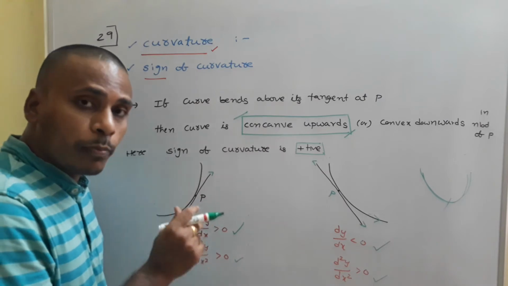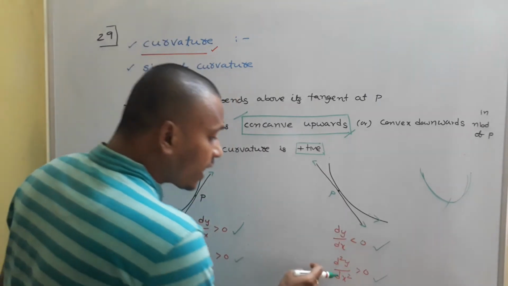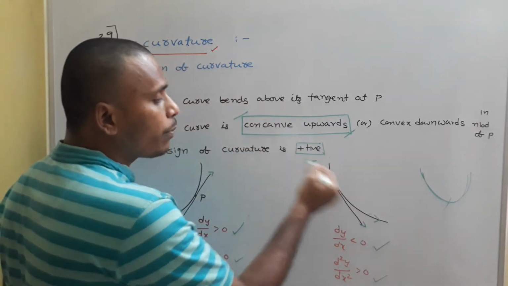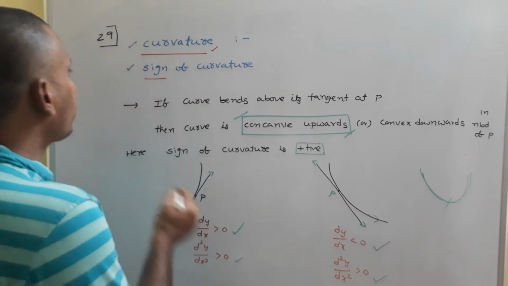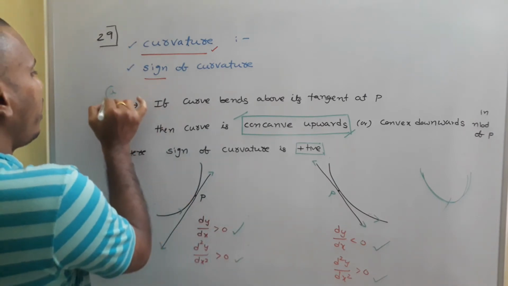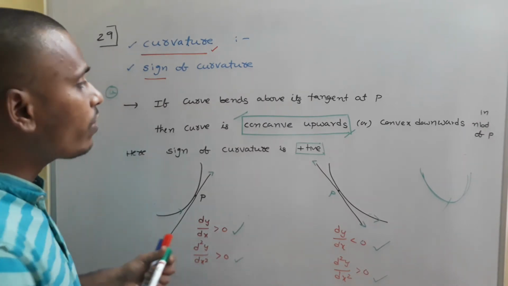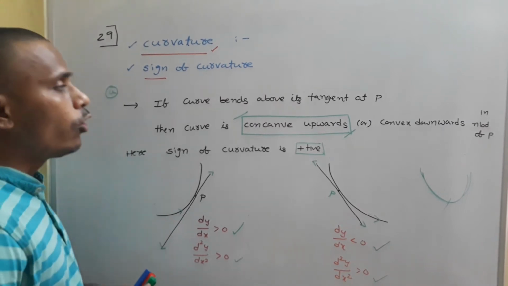And again at a particular point, if first derivative is less than 0 and second derivative is greater than 0, then this is the shape of the graph in the neighborhood of that particular point. Is it clear? See, you may take it as A, if the curve bends above its tangent at P. In the same way, there is a chance to write the concave downward shape.